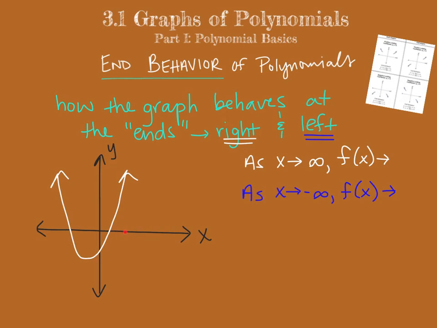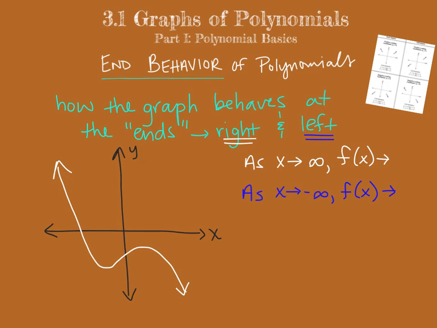We can see that as x gets larger and larger, as we look to the right, our function is going up. That means our function is approaching positive infinity. Then, over here, as x gets smaller and smaller, as it approaches negative infinity, meaning we look to the left, our function is also approaching positive infinity. So both of our end behaviors go to positive infinity. Let's look at one last example.